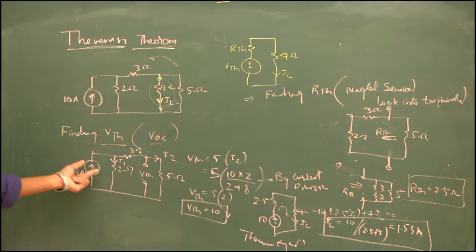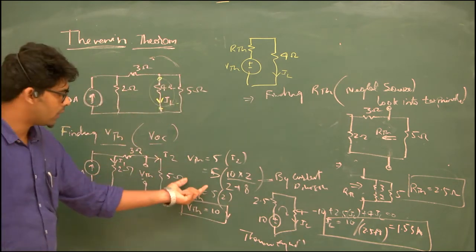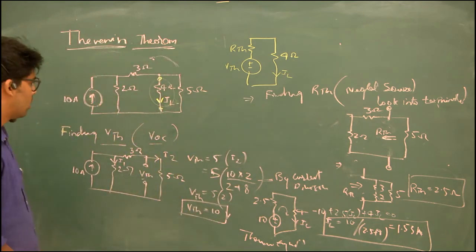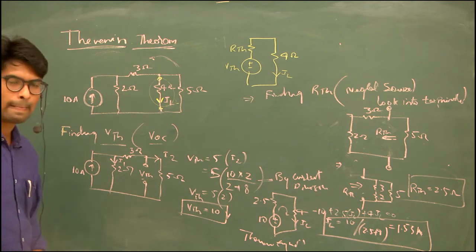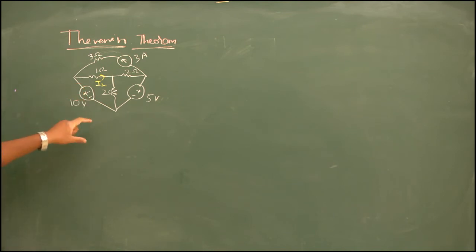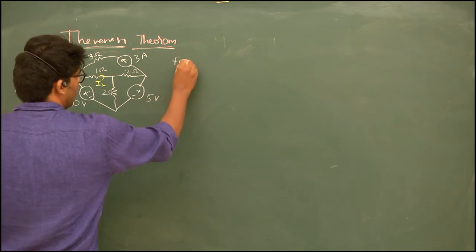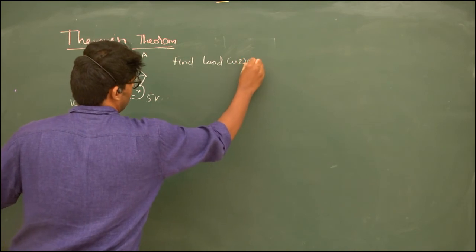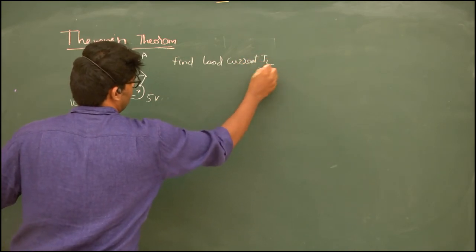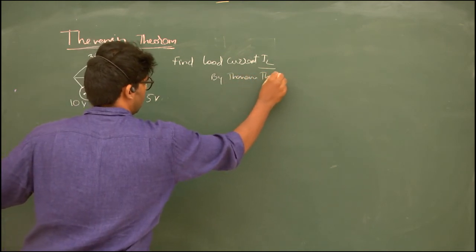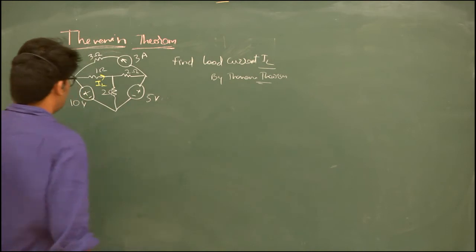So we got VThevenin by opening this circuit and using the current division rule, and we can find RThevenin and all. Okay. So this is that circuit. For this circuit, the question is to find the load current IL by Thevenin theorem. Okay. So how will we find it?